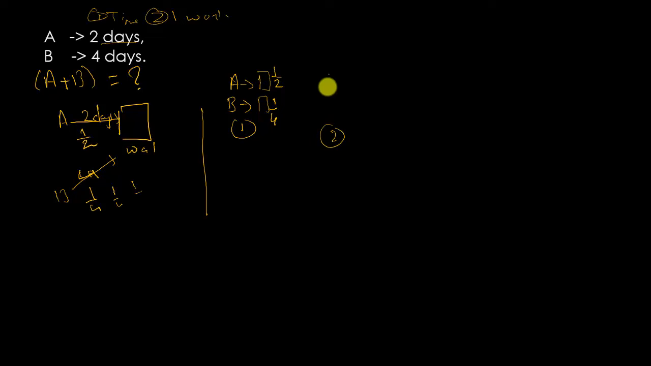Again on day 2, A is working, B is working. Day 3, again A is working, B too. So whenever they're working, they both are working. We know that the work per day is 1 by 2 plus 1 by 4, which is equal to 3 by 4. Do we need any more information? We know the speed at which the work is being done.